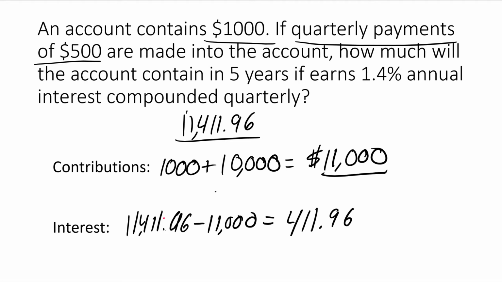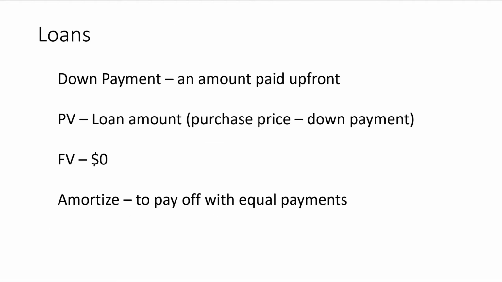The next type of annuity we're going to look at is a loan. So with loans, we need to know a couple things. First of all, a down payment. A down payment is an amount paid up front on a loan.